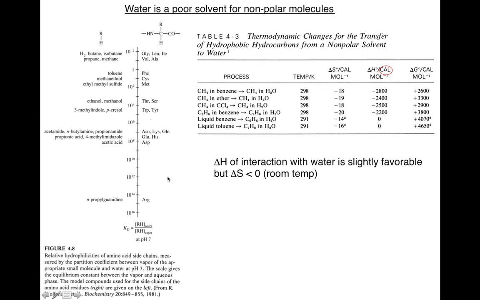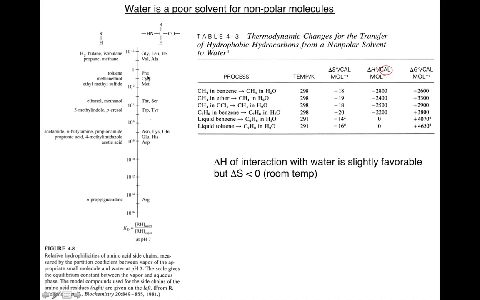Now, you can do similar kinds of partition experiments. This is where you take an amino acid or a side chain analog and look at it in water and then measure its concentration in water versus in the vapor above the water. So it's a different kind of partitioning experiment, but same idea. You see that nonpolar amino acids, like amino acids with nonpolar side chains, R groups, like leucine and the aliphatics, really don't like to be in water.